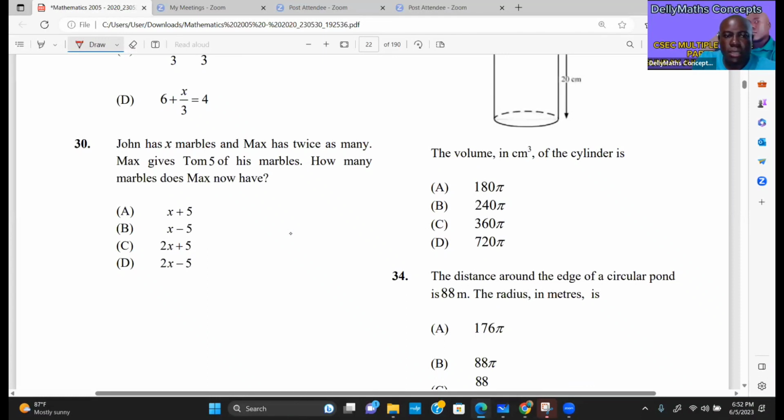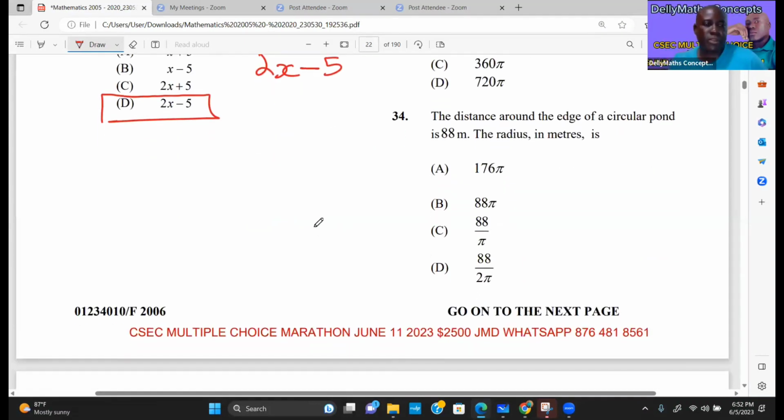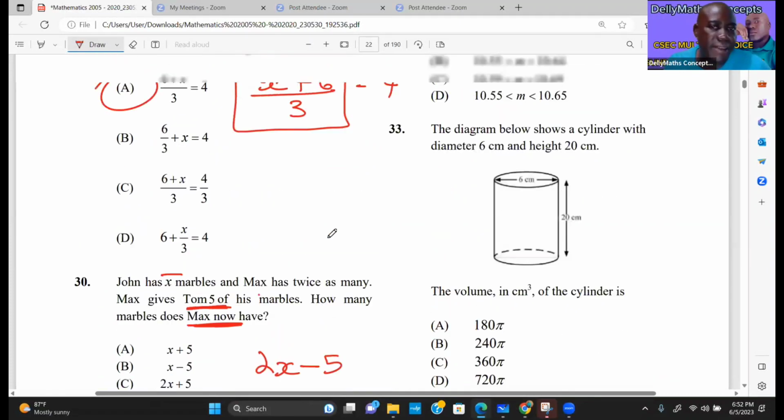Question 30 says John has x marbles and Max has twice as many. Max gave Tom 5 of his. How many marbles does Max have? So John has x, Max has twice as many, so Max has 2x. Max is the same one who gave away 5. How many does Max have? Max takes out 5, so you're looking for something showing that he took 5 from his. No biggie: 2x and then you take 5 from it.